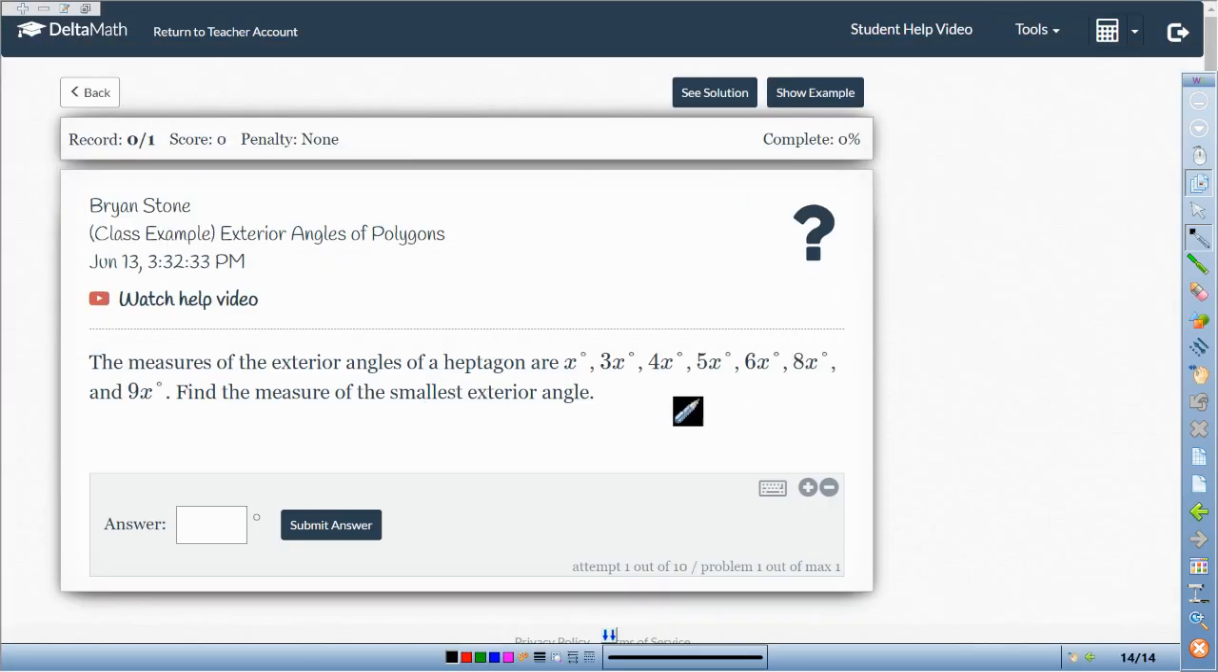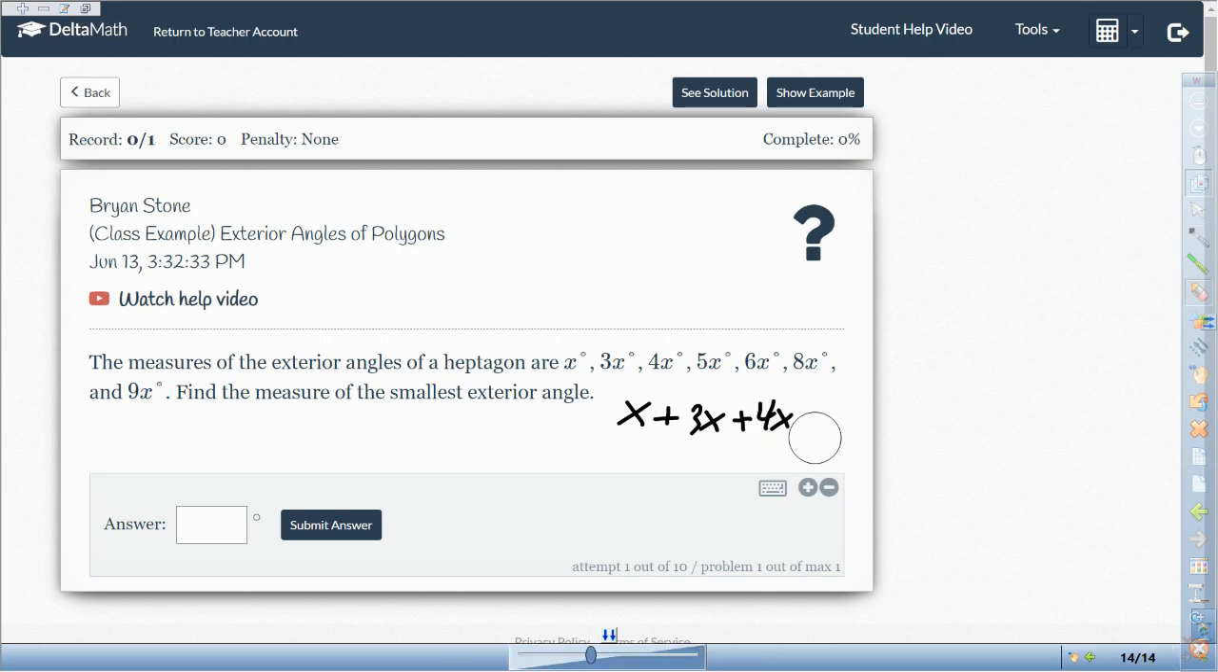So x plus 3x plus 4x plus 5x plus 5x plus 6x plus 8x plus 9x. This is a heptagon, by the way, which means there's 7 sides and 7 angles. Make sure you actually have the correct number of terms. We do have 7 things being added together. Those all add to 360.